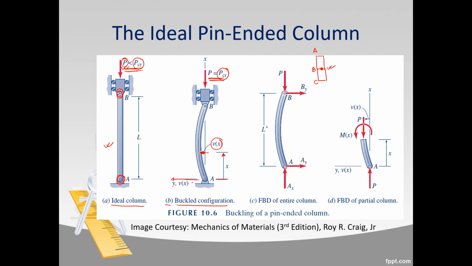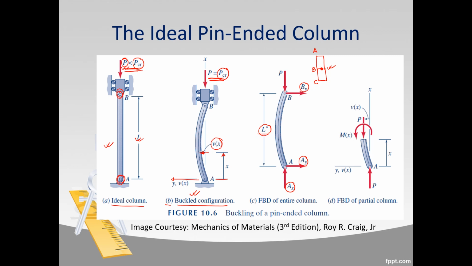If we draw a free body diagram of this buckled configuration of the entire column, we get a free body diagram as shown here. The initial length is now changed to some value L star, since the column is now curved in the xy plane. We suppose that the reaction forces at points A and B are Ax, Ay, and By.